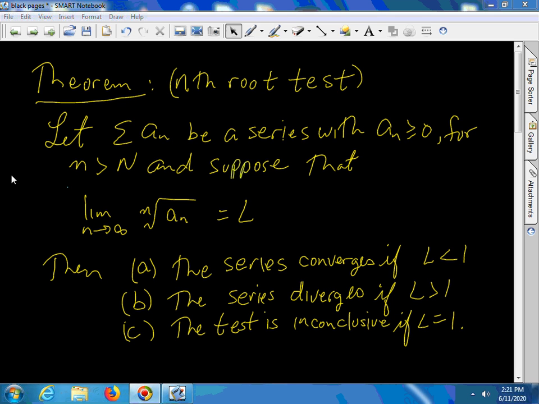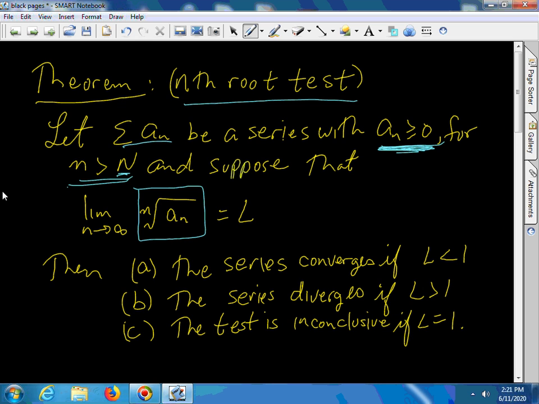In this video, we're going to prove the nth root test for series. If a_n is a series where eventually the terms are non-negative, that is, there exists a capital N so that whenever the subscripts of a are bigger than capital N, we no longer have any negative terms. And suppose that the limit of the nth root of a sub n is L.